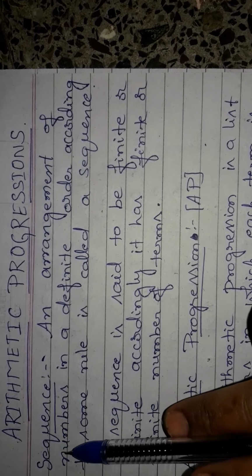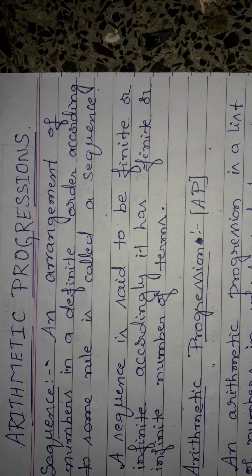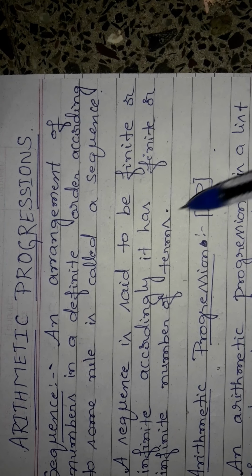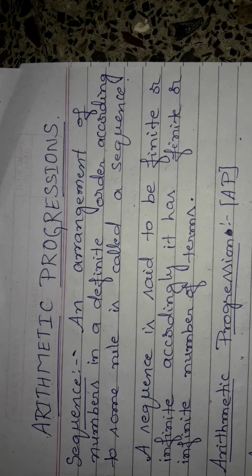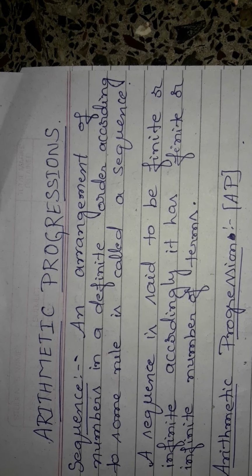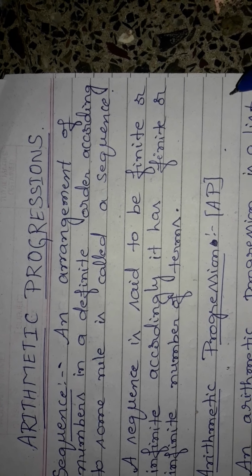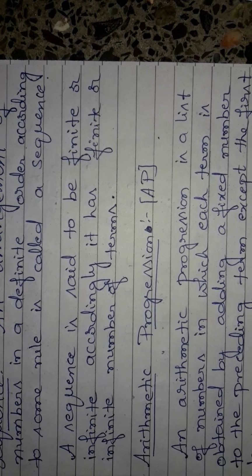First you have to understand what we mean by a sequence. An arrangement of numbers in a definite order according to some rule or pattern is called a sequence. While I am explaining the examples, you can understand easily. A sequence is said to be finite if it has a finite number of terms, and infinite if it has an infinite number of terms.